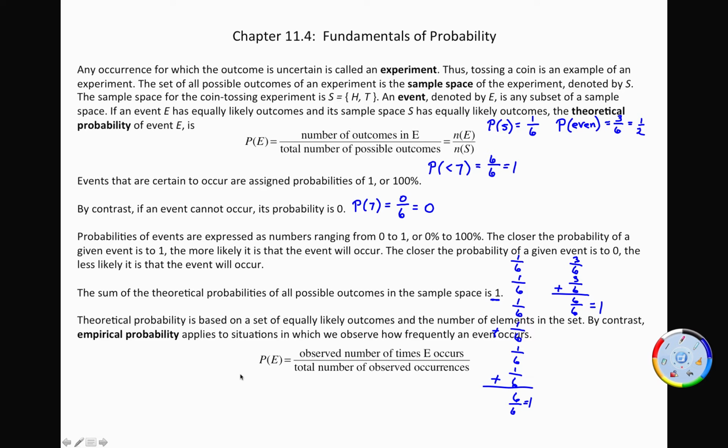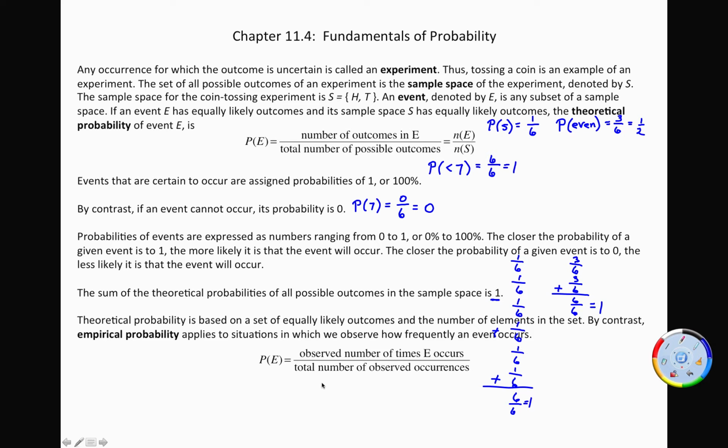For example, if you're doing scientific research on the probability that this drug is going to cure whatever disease you're working on, you do a lot of experiments, right? And count the number of times of success, and the probability is the number of times your event happened over the total times you've observed the experiment.